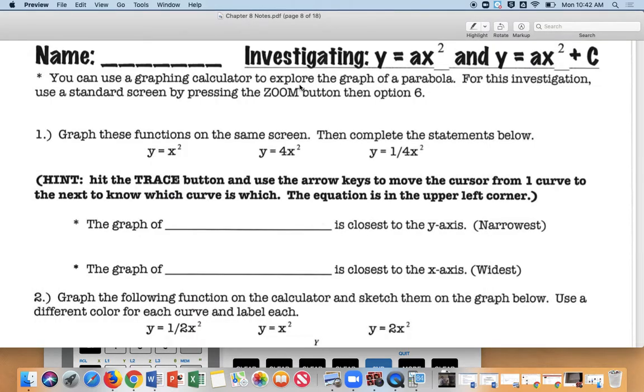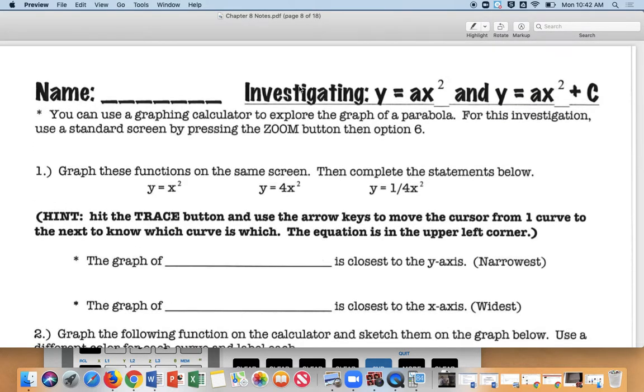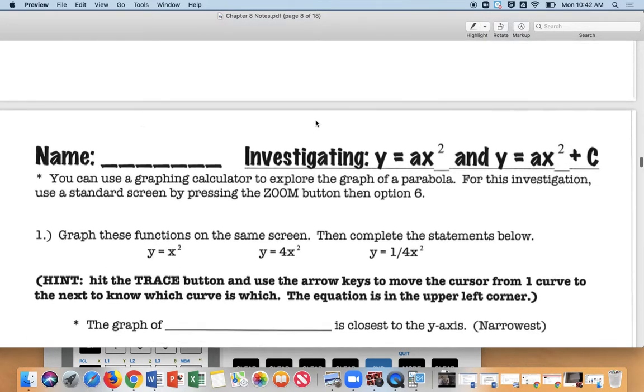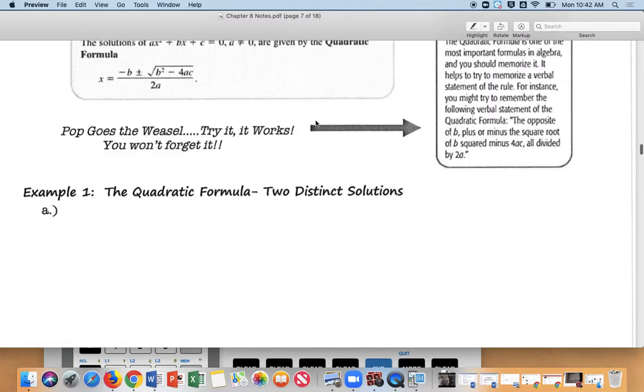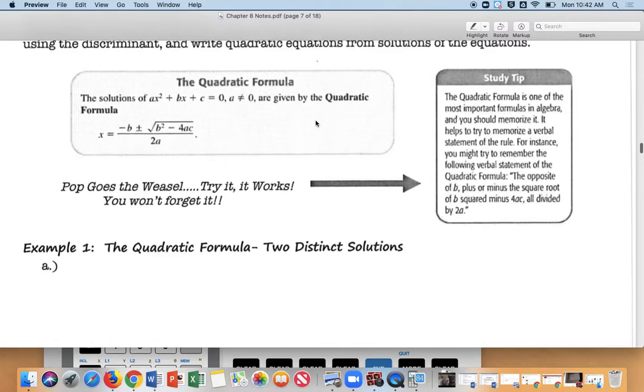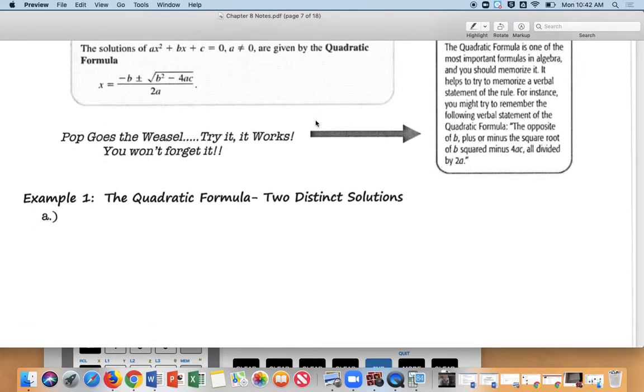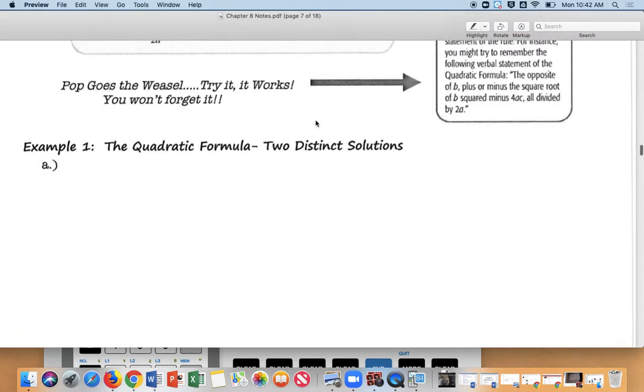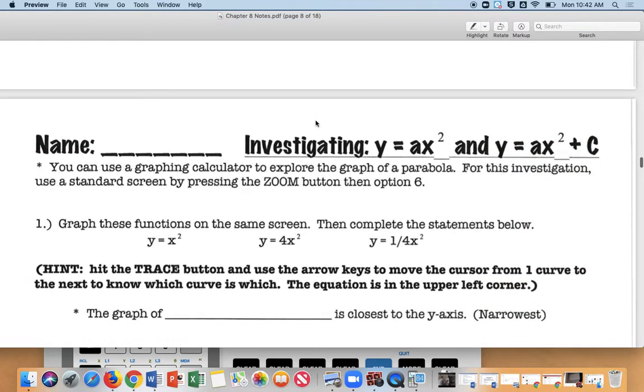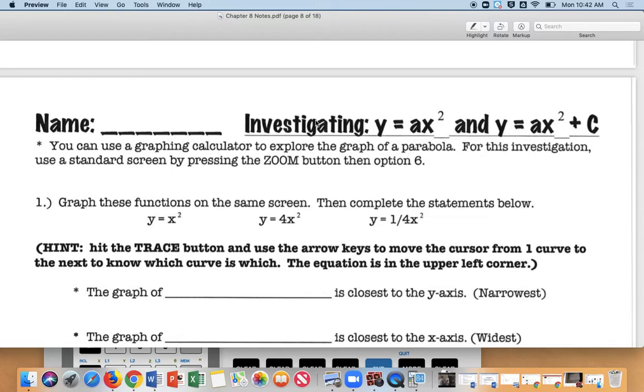All right, let's continue on with investigating quadratics in chapter 8. This is right after 8.3, the quadratic formula. What we're going to do is go to this page, investigating y equals ax squared and y equals ax squared plus c.